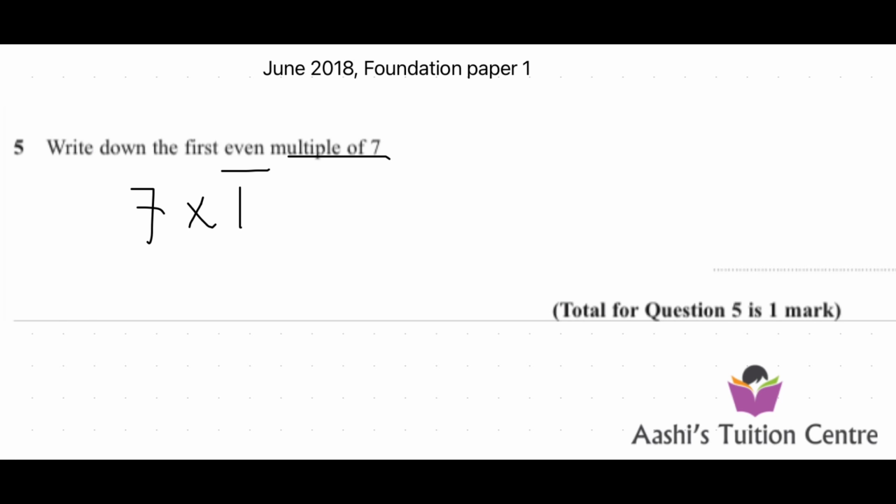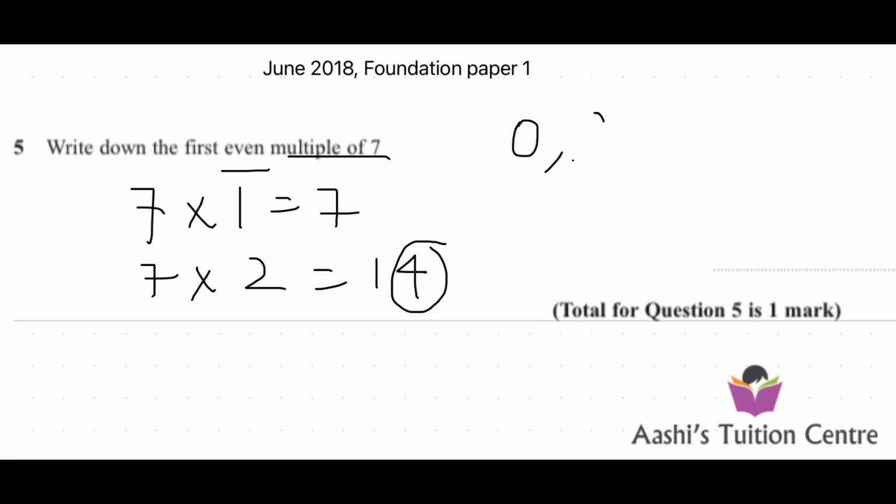7 times 1 is 7. 7 times 2 is 14. And you can stop there because 4 is an even number. So even numbers end with 0, 2, 4, 6, and 8. And therefore the first even number which is a multiple of 7 is 14. So your answer is 14, and that's for 1 mark.